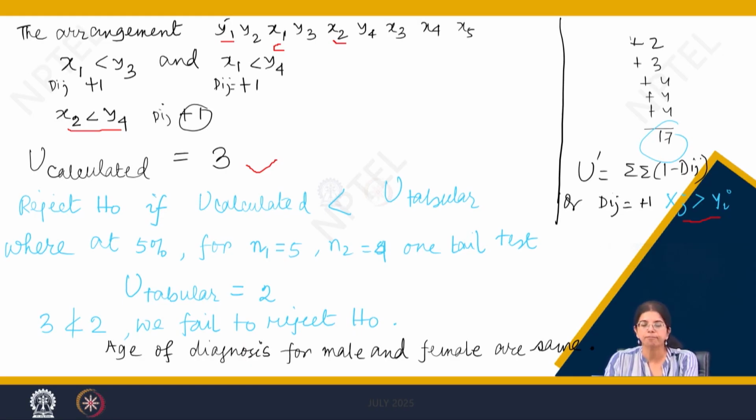Look at the table for the tabular value. If N1 is 5 and N2 is 4, U tabular at 5% level of significance comes up as 2. So we reject the null hypothesis if U calculated is less than U tabular. But what we can see, 3 is greater than 2, so we fail to reject H0. Age of diagnosis for male and female are the same.